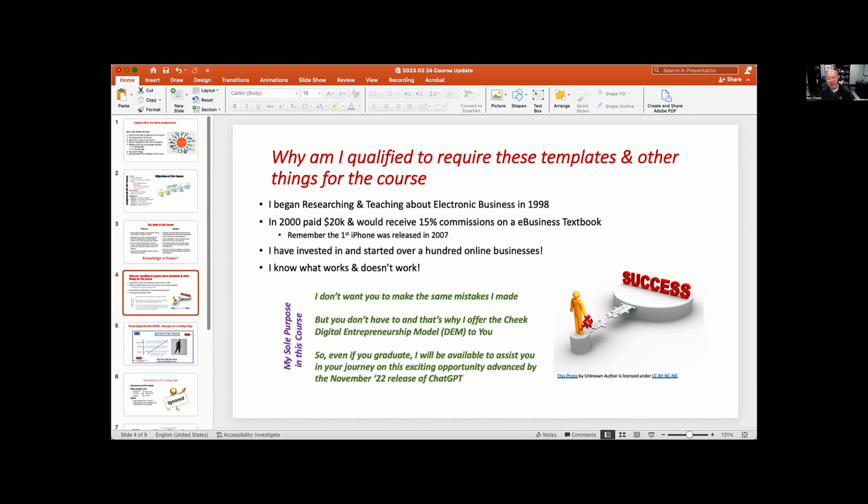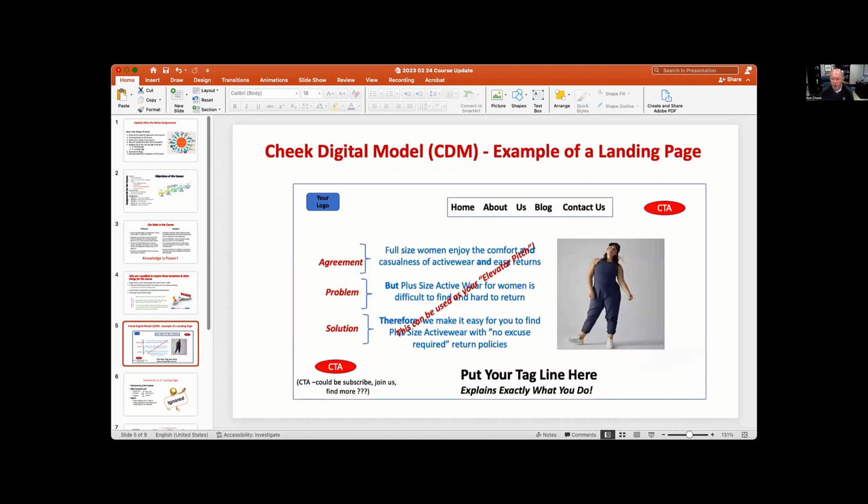And that's ChatGPT. To me, it is the biggest opportunity I've ever seen in my lifetime. I'm so excited about it. It's just unbelievable. All right, so let's talk about the landing pages.